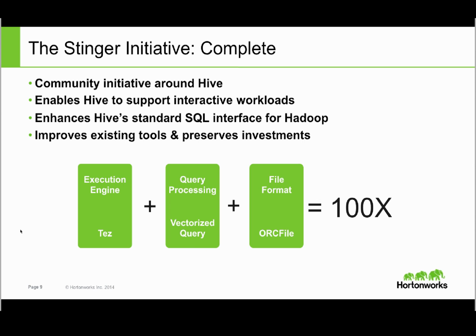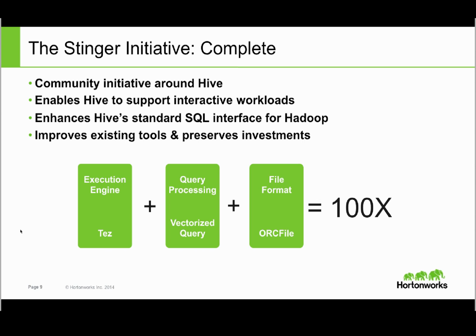So when you look at what Stinger brings and how Stinger delivers the 100x faster performance, it really breaks down into three areas. First is changing Hive to make use of Apache Tez. And Tez is a next generation MapReduce that handles SQL processing a lot better than MapReduce does.